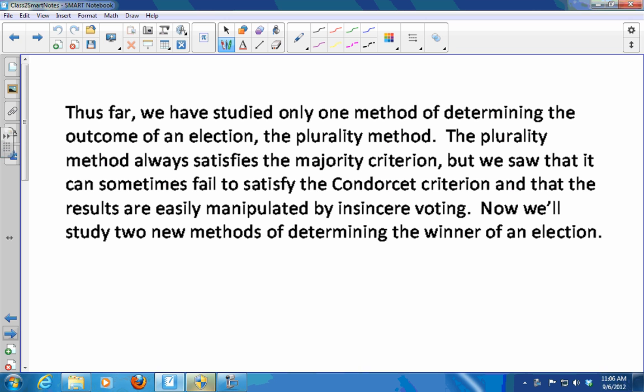But we said that sometimes it can fail to satisfy the Condorcet criterion, and that was that we can have someone who wins all their head-to-head matchups, yet loses in the plurality method. So that was kind of a drawback. And the results are easily manipulated with insincere voting. So we're going to study two new methods today of determining the winner of an election, and we'll see if they're any better or worse than the one method we have so far.